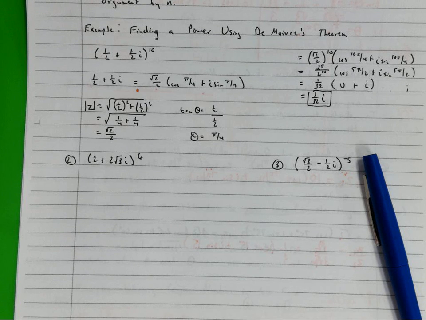So I come over here. This is what I did. The square root of 2 over 2 to the 10th. This was pi over 4. Pi over 4 times 10 is 10 pi over 4, which reduces to 5 pi over 2. Now, the square root of 2 to the 10th. Let's talk about that for a minute.